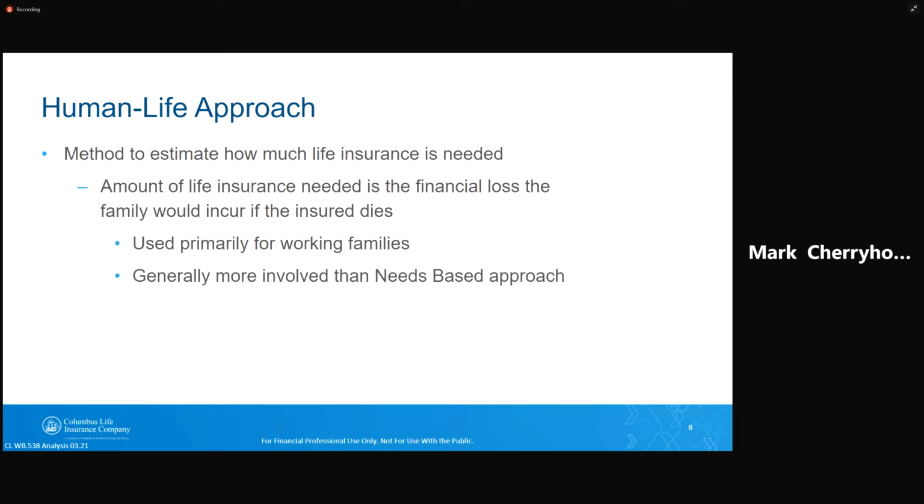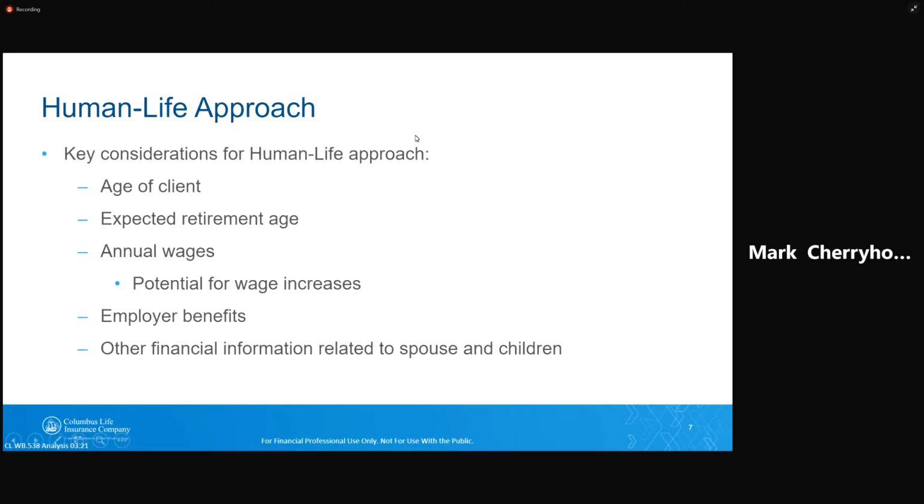The human life approach is a little different. It looks at the overall financial loss that a family may incur if the insured were to pass away. It'll normally go into further detail regarding income and benefits that the insured provides to the family compared to the needs-based approach. This is basically used for working families more often than not, and it's more involved than a needs-based approach. So it does get very, very detailed.